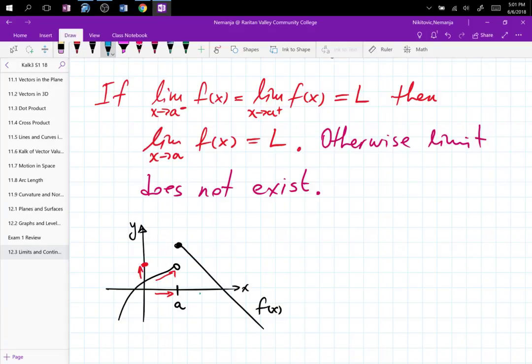And if you approach on the blue side, you would be approaching this as the answer. And clearly, the blue point and the red point are not at the same location, so it violates the theorem we just had, and this is how we know that the limit does not exist. You are going to need this for this section. So the limit of f of x as x goes to a does not exist.